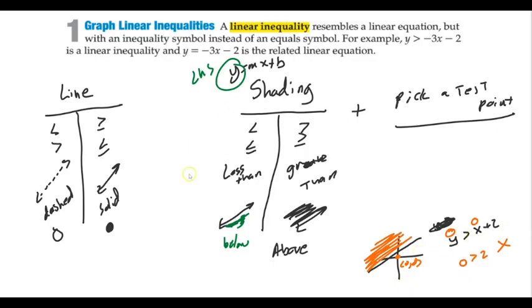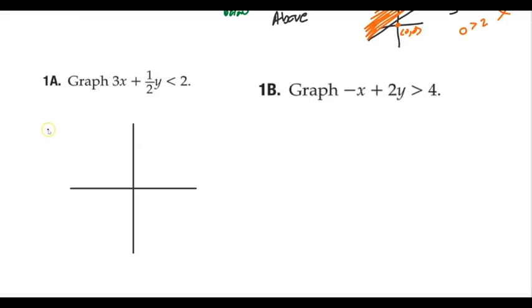If it's in proper notation, you can use a shortcut. Less than below, greater than above. But no matter what, picking a point always works. Let's do some examples. Let's graph this thing. 3x plus 2y. If I want to graph a line, you want to get the y by itself. Subtract 3x from both sides to get 1/2 y is less than negative 3x plus 2.